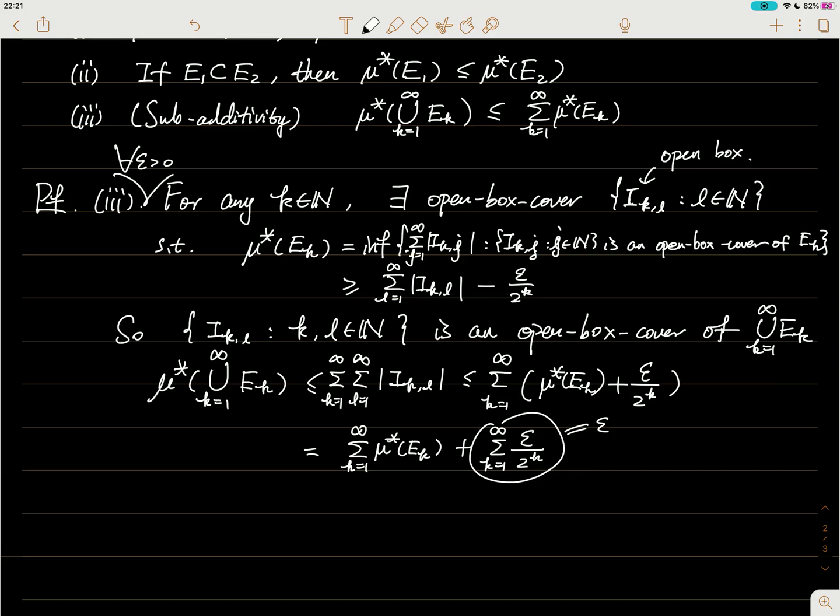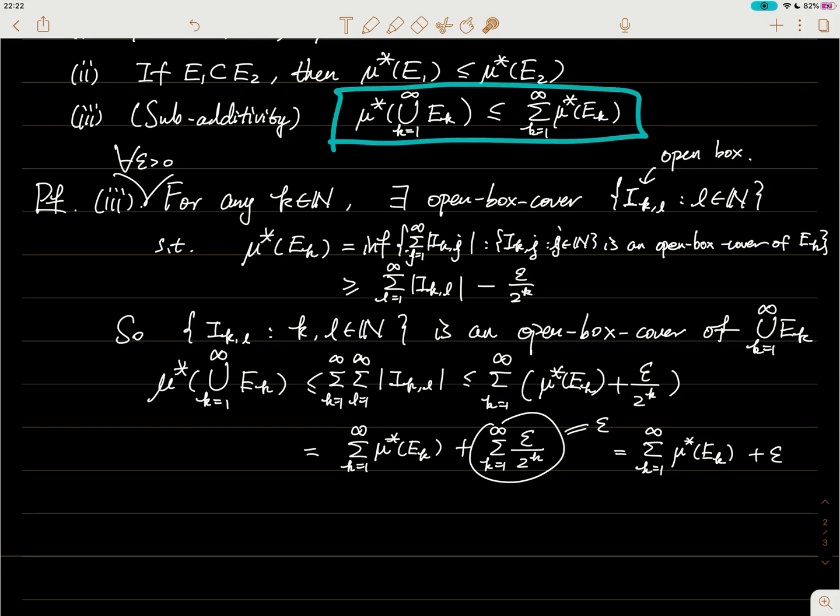So this is just equal to the sum of these outer measures plus epsilon. Because epsilon is arbitrary, for any epsilon this is less than or equal to this plus epsilon, and that just means that this is less than or equal to this. So that's how we got the conclusion here. Okay, so that's the subadditivity.